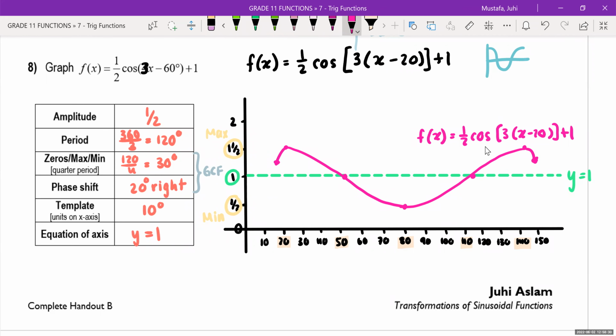We'll do our check. So our equation of axis is y is equal to 1. We're going half up and half down. Our period is 120. Let's see if it is. It starts at 20 degrees and it goes all the way to 140. 140 minus 20 is 120. And then a quarter period of 30 degrees. Something important happens every 30 degrees. We've moved over 20 degrees to the right, and that means it's correct.